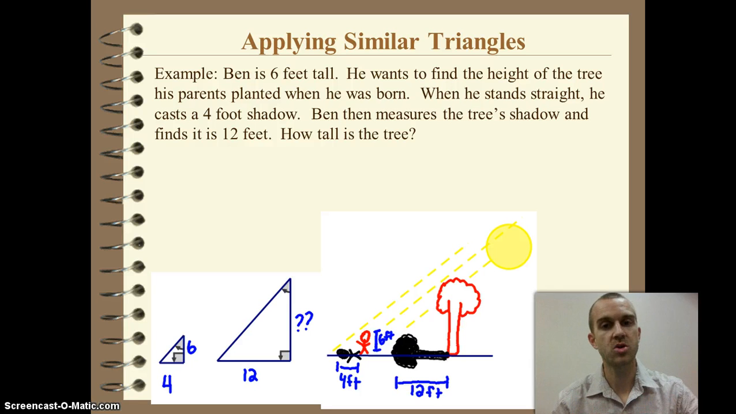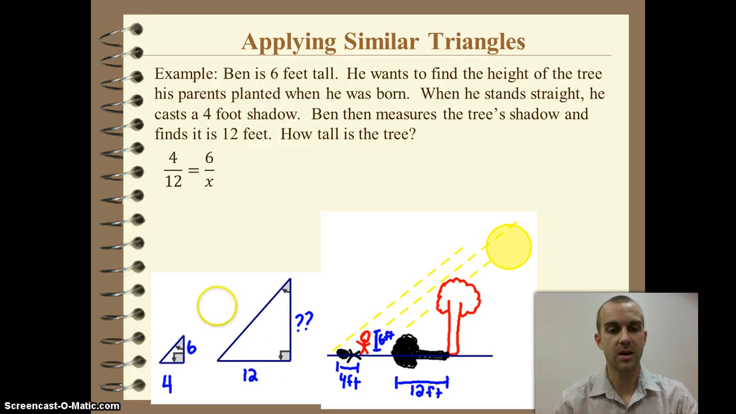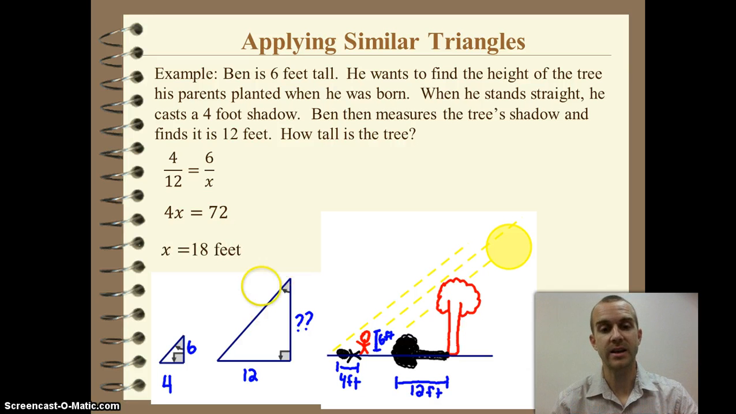So it's just a proportional relationship where we know that the corresponding sides, 4 to 12, should equal 6 to the height of the tree. I cross multiply and then I divide by 4 and I get that it's 18 feet. So the tree is now 18 feet tall.